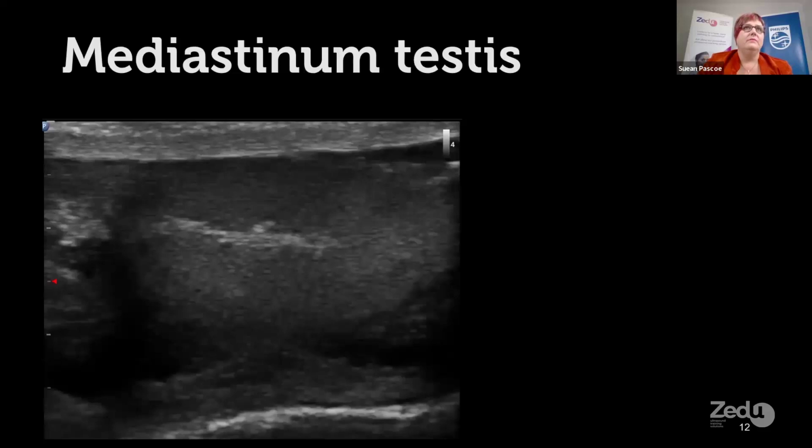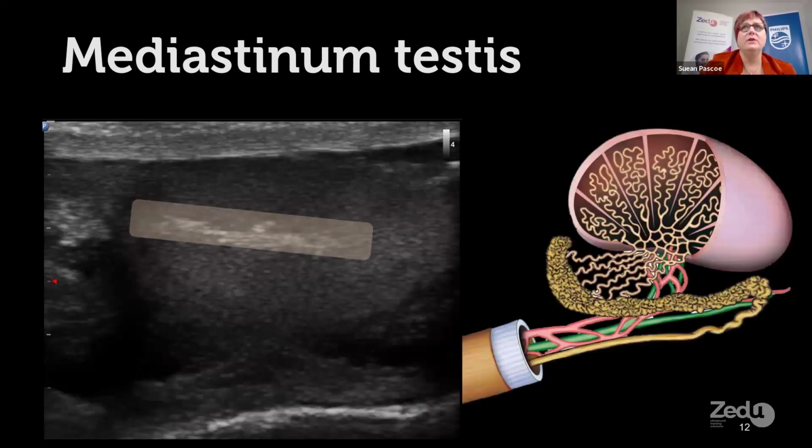Now, every now and then, a lot of people do have this bright white echogenic strip here, and that's the mediastinum testis. So if we look back at this anatomical diagram, you can see at the hilum of the testis there, you've got this band of echogenic bright tissue, and it's a network of fibrous connective tissue. It's wider at the top than it is below, and there's a number of imperfect septa coming off from this mediastinum.